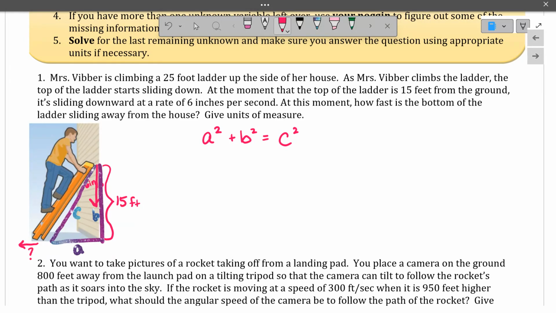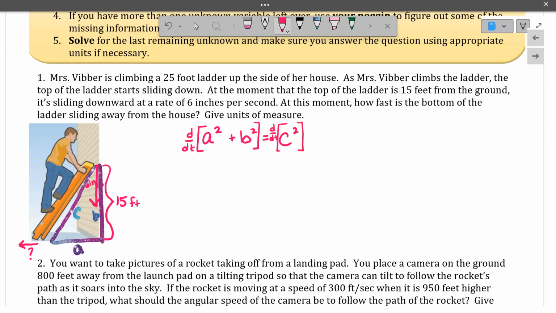But I'm not taking a rigid right triangle. I'm going to take this right triangle and I'm going to change the side lengths, and I'm going to change the side lengths over time. So I am going to take d dt, the derivative with respect to t, of both sides, because all of these variables can potentially change with time.